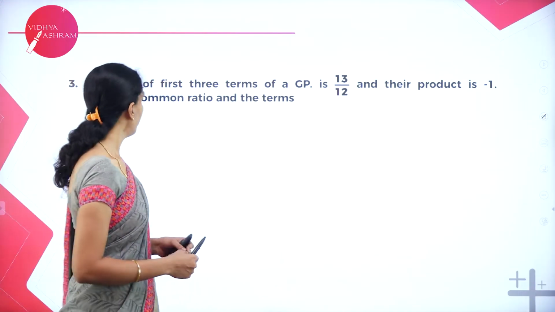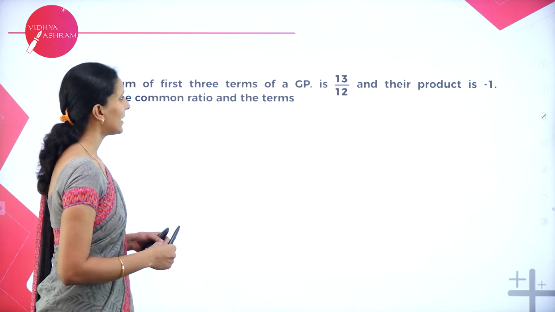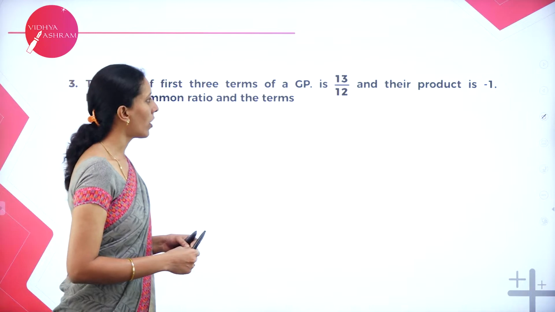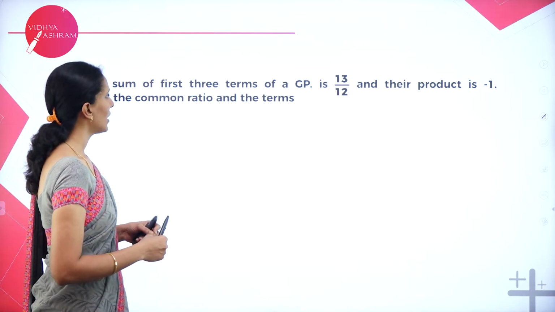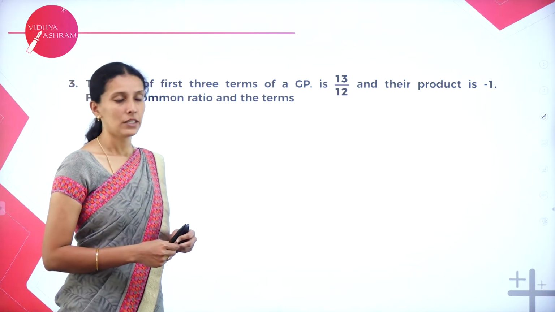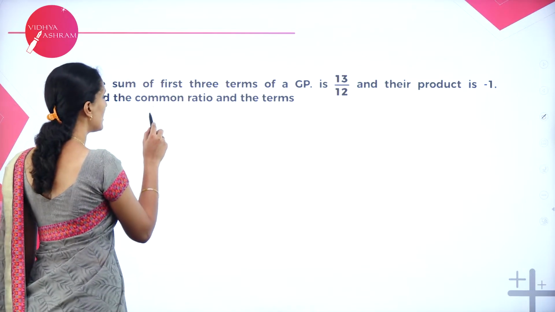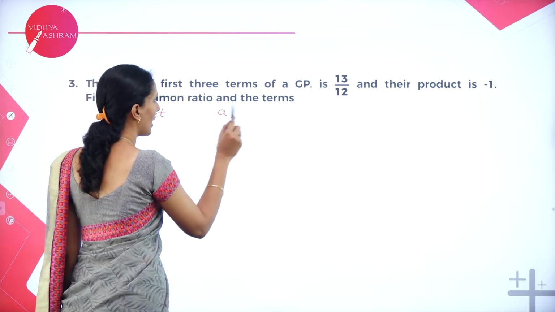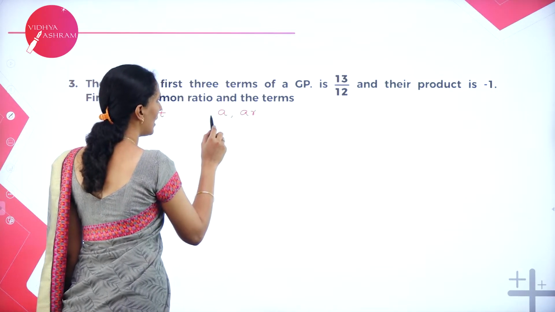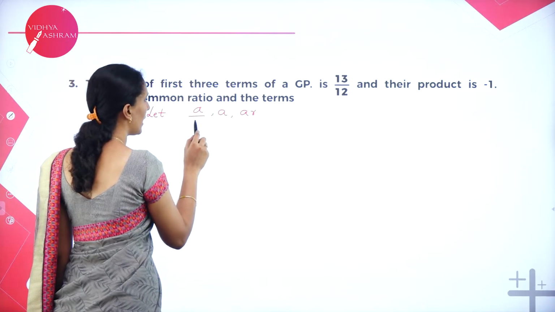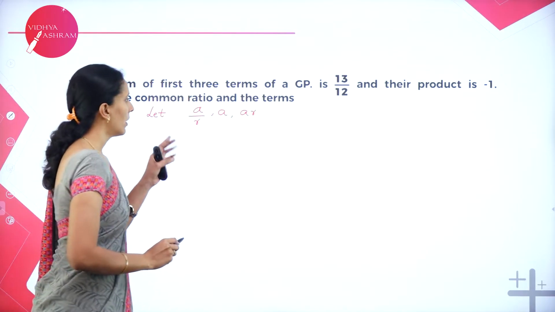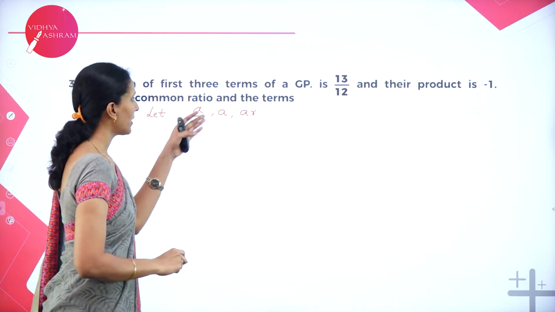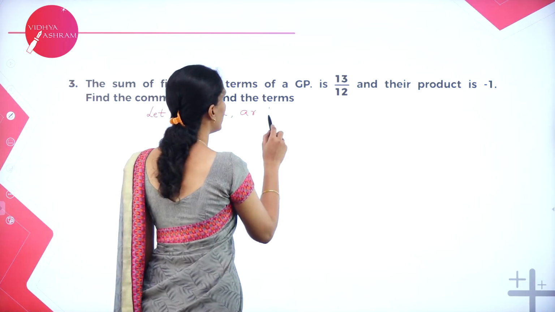Next one is given. The sum of first 3 terms of a GP is 13 by 2 and their product is minus 1. Find the common ratio and the terms. So let me take the terms as, usually we take the first term as a and the next term as a r. I'll take the previous one, then it will be a by r, because this is easy for the simplification. So let a by r, a and a r be the 3 terms.